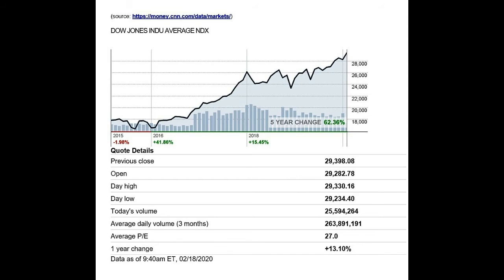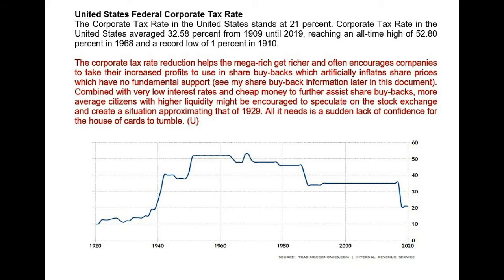Dow Jones Industrial Average taken on the 18th of February 2020. Like all the other graphs, this indicates an exponential climb. The United States federal corporate tax rate cut, as you can see by the graph going downwards. This has not helped the man in the street. This has helped corporates and assisted in corporate share buybacks. It has also reduced revenue from corporate taxes going into government, which could in turn potentially go into infrastructure development and infrastructure repairs and maintenance.